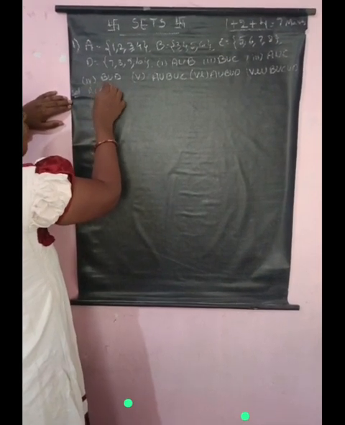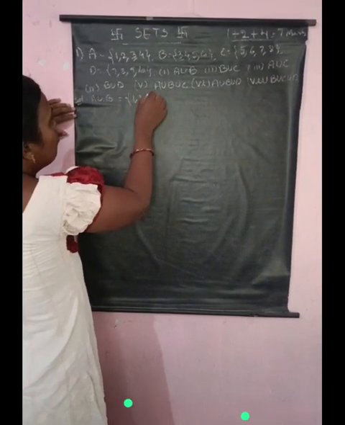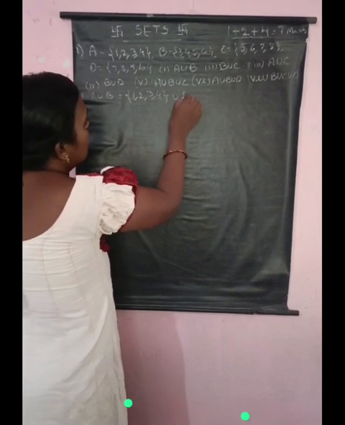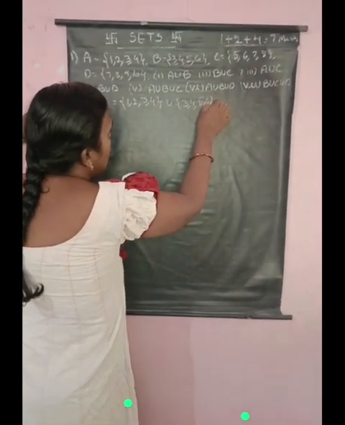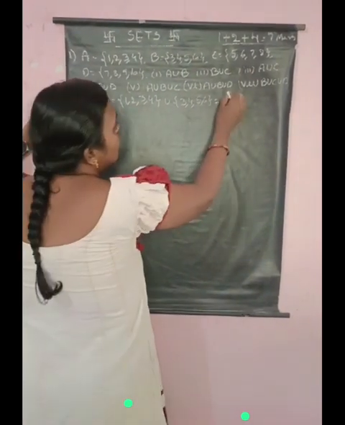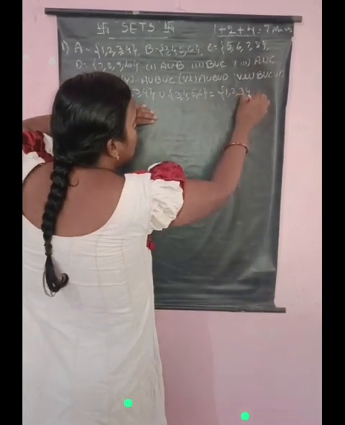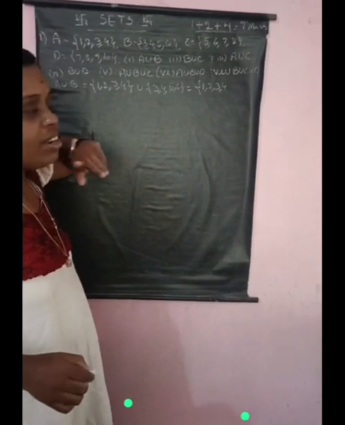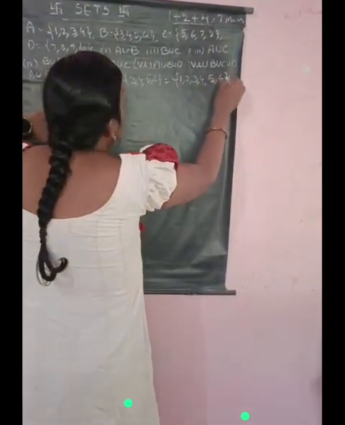A union B. Here A set is 1, 2, 3, 4. Union B set is 3, 4, 5, 6. Then A union B equal to 1, 2, 3, 4. In this also 3, 4, but we have to write only once. And 5, 6.